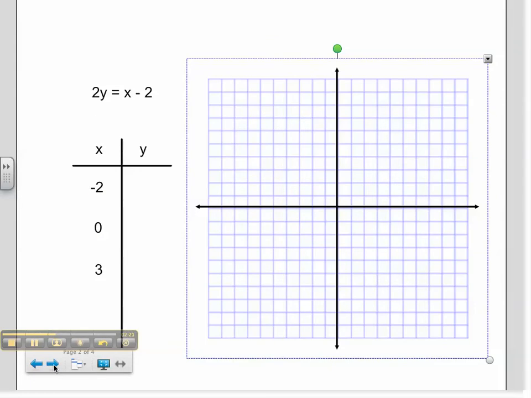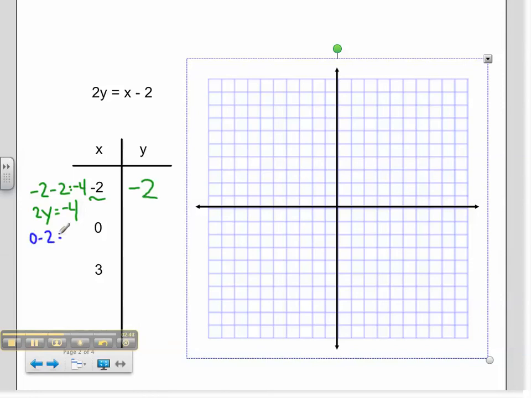2y equals x minus 2. Let's take a look. I'm going to plug in -2 first. So when I do -2 minus 2, I get -4. So I know that 2y equals -4. Therefore, y equals -2.